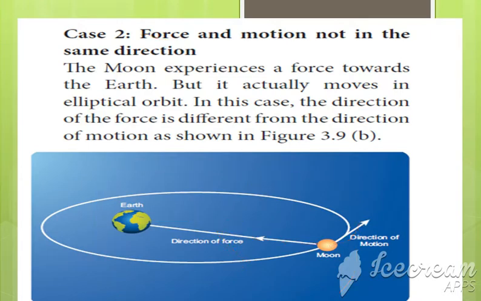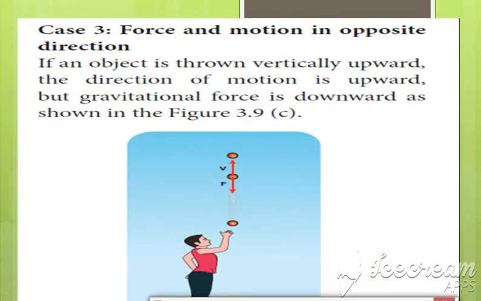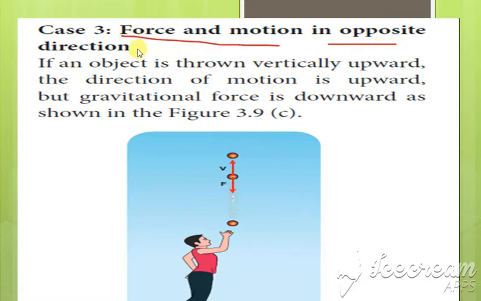Then the third one we have, if they are in the opposite direction. So this is an example, force and motion are in the opposite direction. For this, let us consider that an object is thrown up. When you are throwing an object up, will it move in the same direction? No. After going up, what happens? It comes down, is it not? So here is the direction of motion and here is the direction of force.